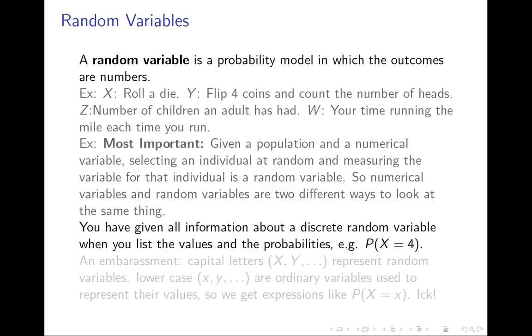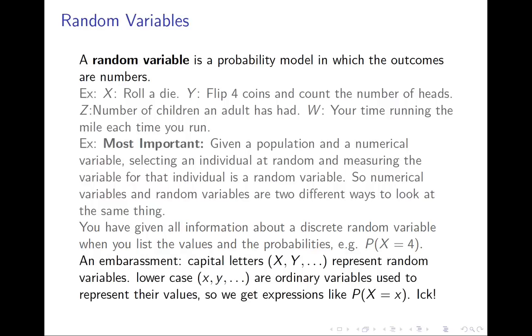So, when you talk about a discrete random variable, you've given all the information you need if you just say what the possible values are and what the probabilities are. So we'll describe a random variable mathematically by just a chart that lists the values and their probabilities. When we just talk about that information and ignore what it's modeling, we call it a distribution. And a little piece of notation, if I want to talk about the probability that when you roll a die you get 4, I'm going to say P(X = 4). That's the probability that X equals 4.